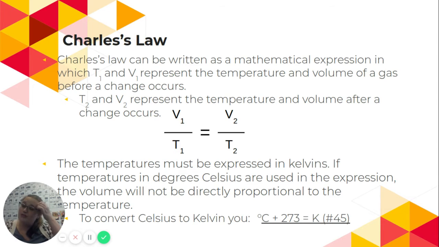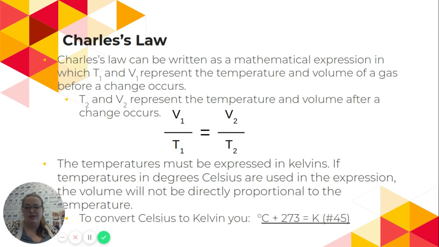So now we're going to talk about the formula for Charles' law. Charles' law can be written as a mathematical expression where you have V1 over T1 equals V2 over T2. V1 and T1 stand for volume 1 and temperature 1, or your initial volume and temperature before a change occurs. V2 and T2 stand for volume 2 and temperature 2, and this is going to be the volume and temperature after a change occurs. Your temperature has to be expressed in kelvins. If temperatures are in degrees Celsius, you cannot use the formula. You're going to get the wrong answer.